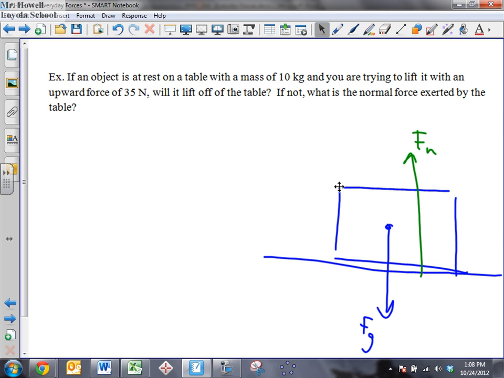So first, we're given the mass of the object. We're told that there's a certain amount of force exerted upward, and we know that every object has a weight. So if I want to draw one more thing on my diagram, I need to consider that force I drew upward. So how would I do that on this diagram? Force of 35 newtons. What would it look like?